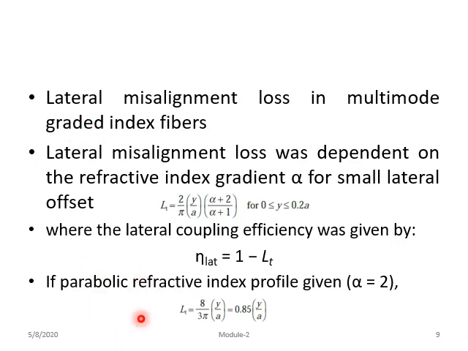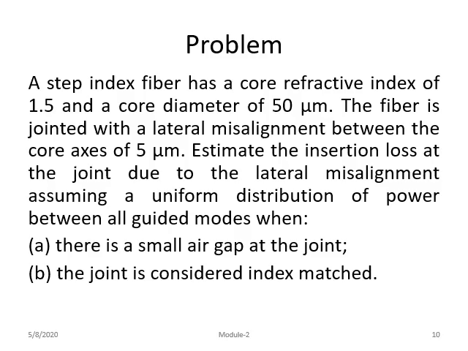Suppose I use the parabolic refractive index profile for the multimode graded index fiber, then alpha is equal to 2, so you can substitute it here. L_T will have the value 8 by 3π into y by a. After simplifying, substituting alpha equal to 2, you get 0.85 into y by a, which is equal to L_T. So 1 minus 0.85 y by a will give η lateral, the lateral coupling efficiency. Then you can calculate the total loss for the parabolic profile multimode graded index fiber. With respect to that, we'll discuss one problem.